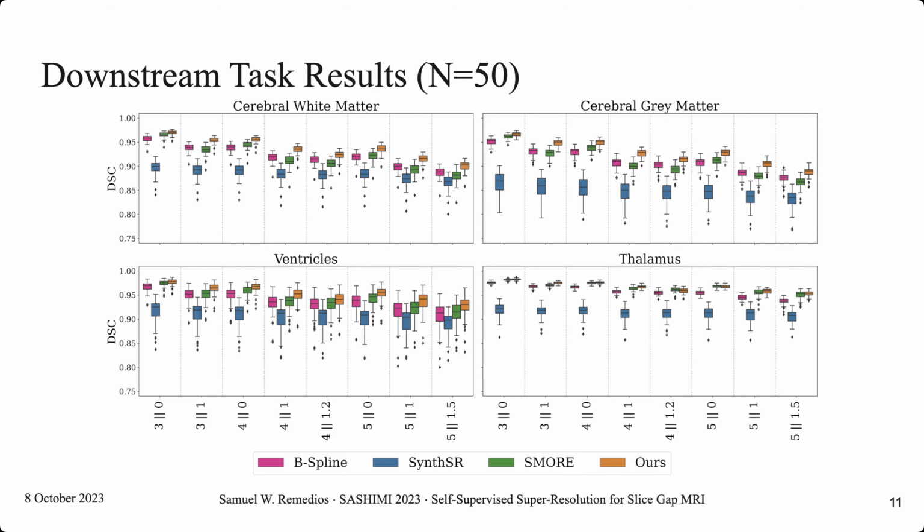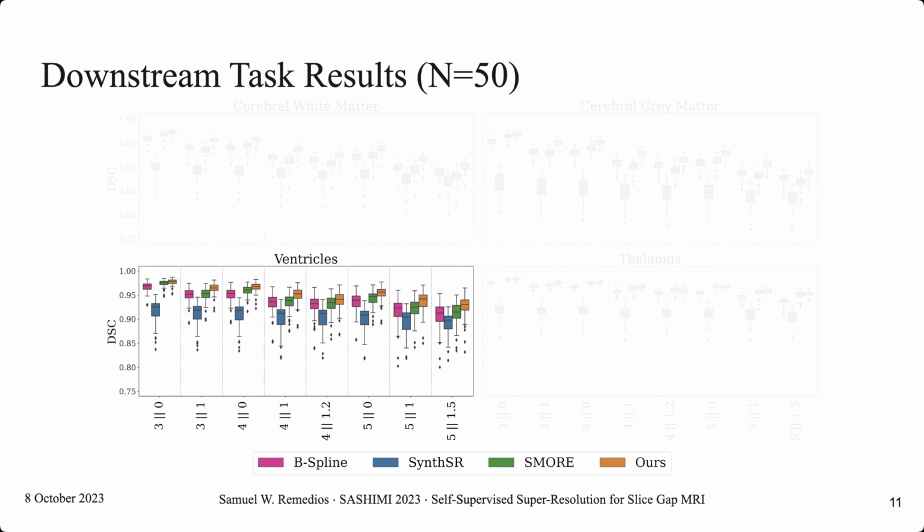So here, we're looking at the Dice coefficients between the super resolved method and the truth after the downstream task across 4 regions of interest. Let's focus though only right now on one of them, the ventricles. Here we can see which method corresponds to which color by the legend, and the resolutions are across the horizontal axis. In the case of the ventricles here, we can see that our method outperforms the others across the board.